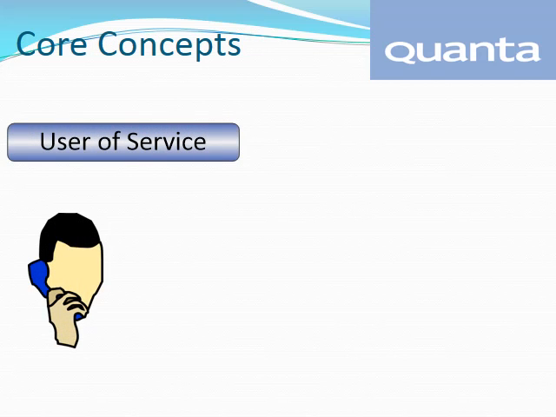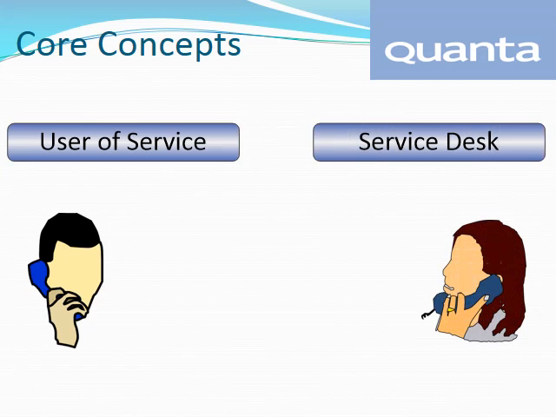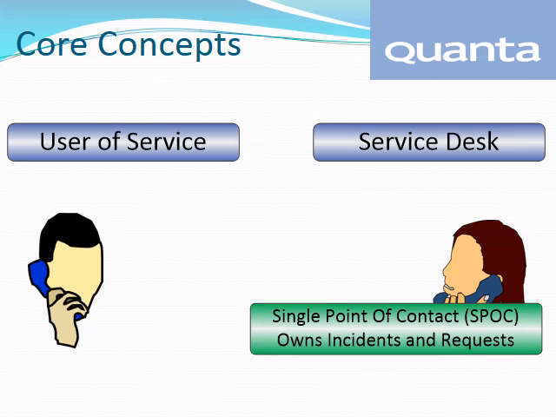Let's have a look at a typical conversation that might take place between our two players in this little scenario, the user of the service and the service desk. The service desk is the single point of contact for the users of the IT services. They are responsible for communications both coming into IT and going out of IT as well. And they own all incidents and requests. So if there's a break in service, or if somebody wants a new laptop or some software installed, then the service desk ideally will be that first and single point of contact to get that into the IT department. Let's have a look at what sort of conversation might take place here.